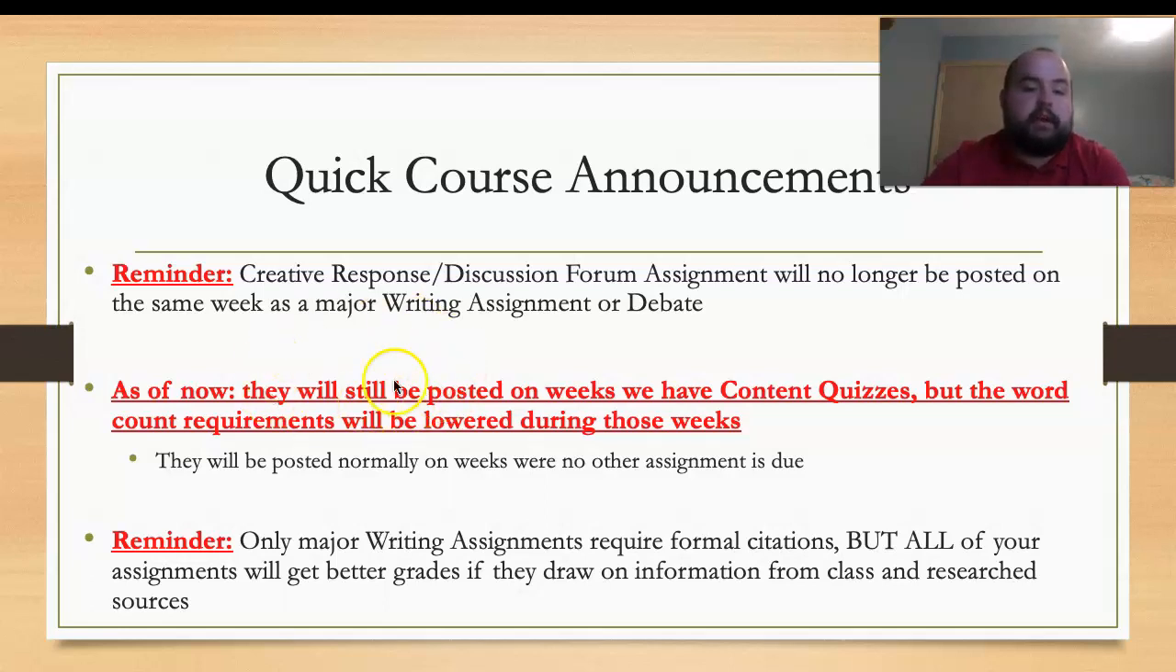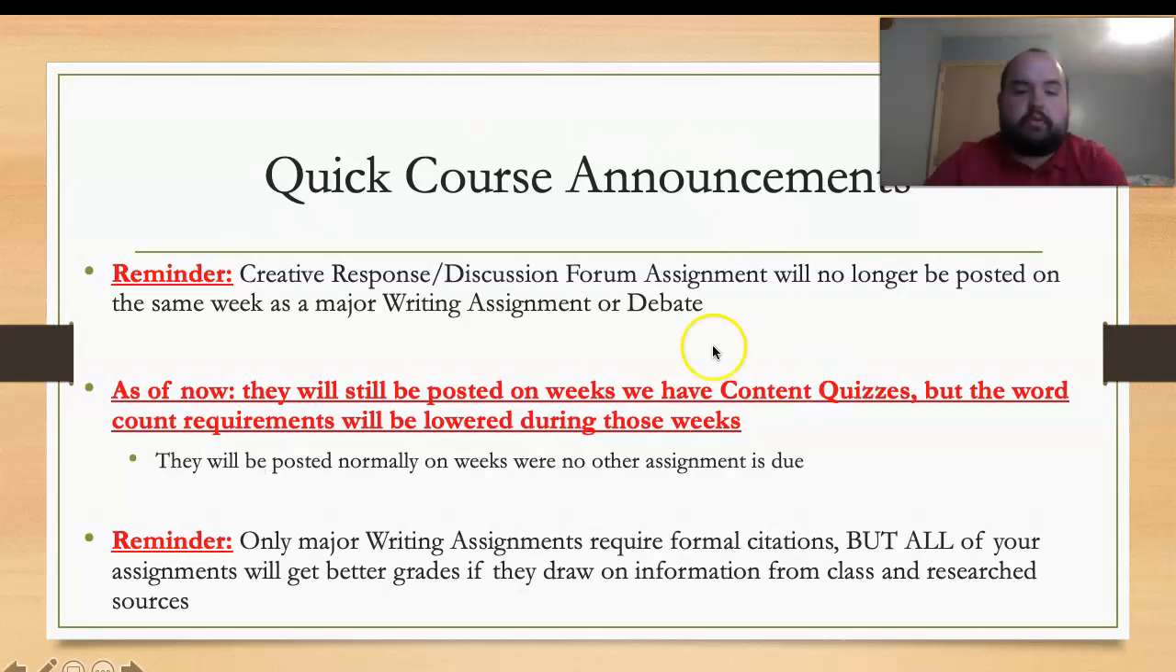Now, also do remember these will still be posted on the weeks we have content quizzes as of now, but the word count requirements will be lower during these weeks. So essentially, since content quizzes shouldn't take as much work as a big writing assignment or a debate, I'll still post them during those weeks, but they'll be a reduced requirement. I'll post them normally with the requirements I set up at the beginning of the semester when no other assignment is due for that entire week. Should be pretty simple, hopefully.